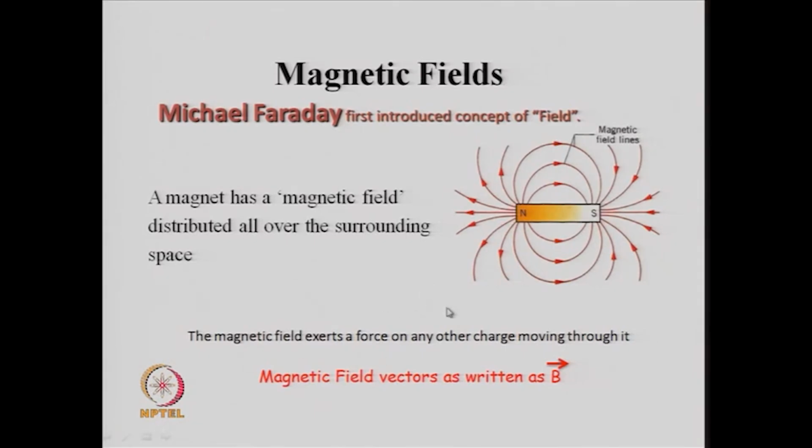Now, if you bring a charge near a magnetic field, then that charge will feel as if an external force is acting on it, and that external force is because of the magnetic field. So, a magnetic field will exert a force on any other charge which is moving near it, and the magnetic field vector is normally represented as B, and there are several other types of symbols associated with magnetism. We will see some of these symbols soon.